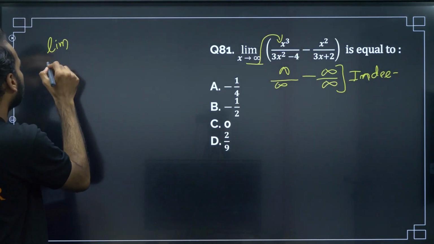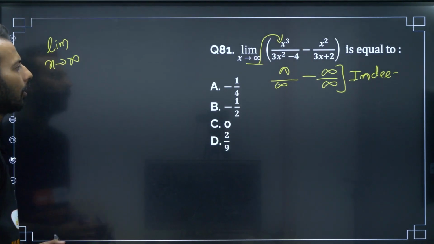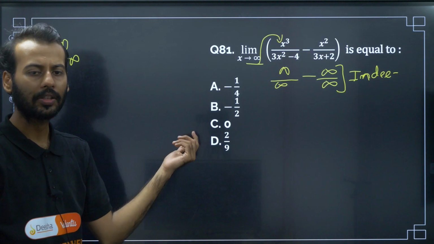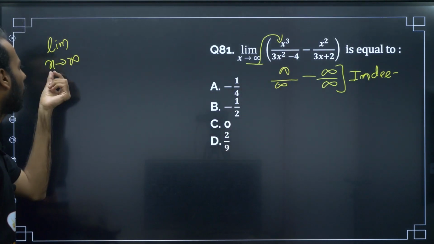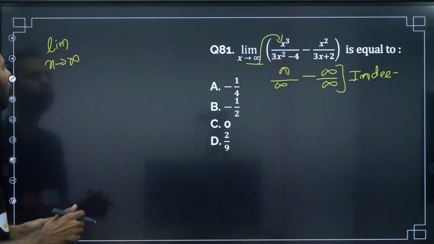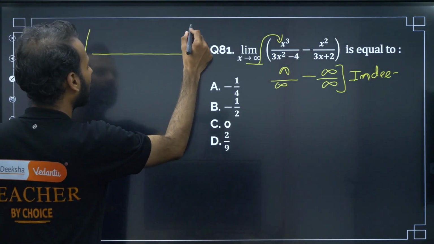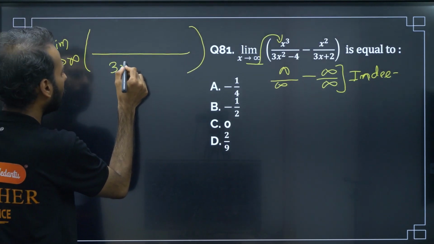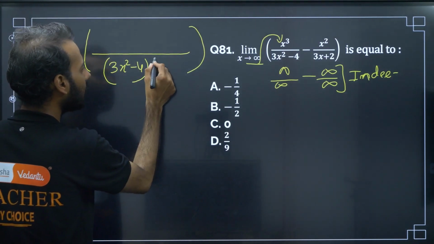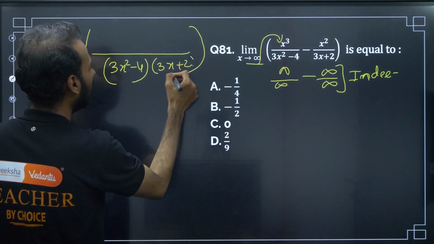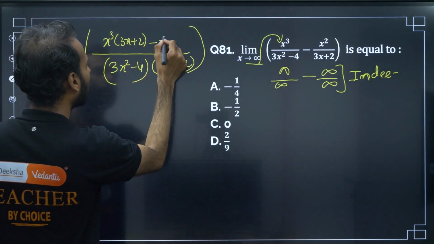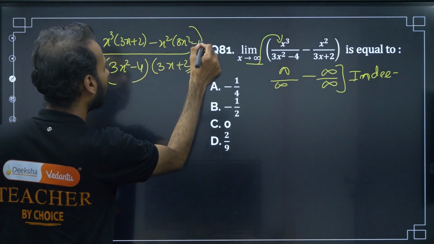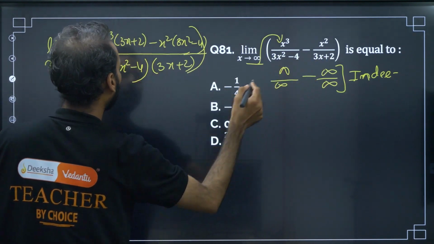In the exam, there is no need to write all this. For explanation it is taking so much time. Generally we go for shortcuts, and we won't write all this limit extends to. Just simplify this expression. Simplify in the sense, you take the LCM: (3x plus 2) x cube (3x plus 2) times (x plus 2) minus x square (3x square minus 4). I hope everybody knows how to take the LCM.